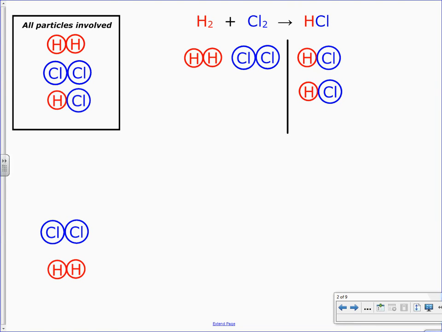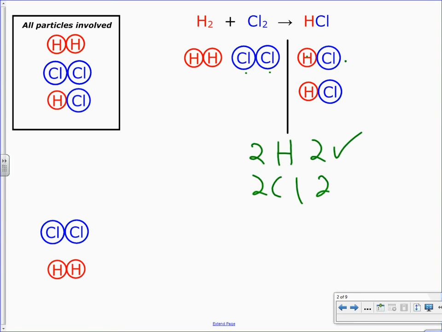I've added in another HCl, and let's count the H's. We have two H's on the left, and now on the right we have 1, 2, two H's, so that looks balanced. And let's check the Cl's. We have 1, 2 Cl's on the left, and 2 Cl's on the right. So that is a balanced equation.